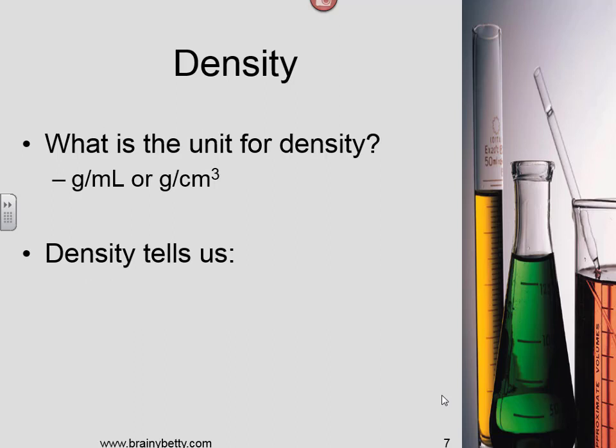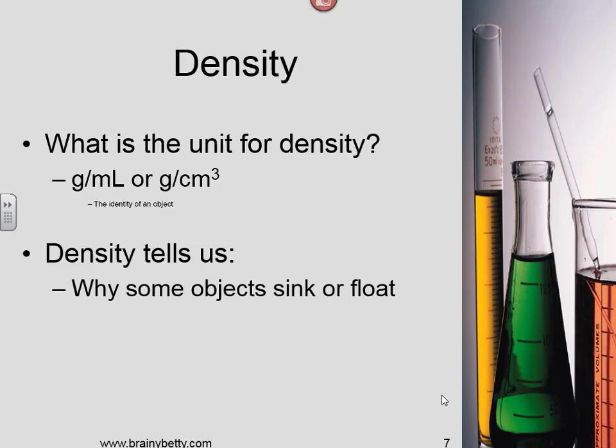We can get two pieces of information from the density of an object. Density will tell us why some objects sink or float when you put them in water, because the density of water is 1. If an object has a bigger density than that, it will sink. If an object has a smaller density than that, it will float. And it also tells us the identity of an object. Every specific substance has its own density. Density is a physical property of that substance. So every different kind of metal has a density, every kind of wood has a density. You can figure out what the substance is based on what the density is.